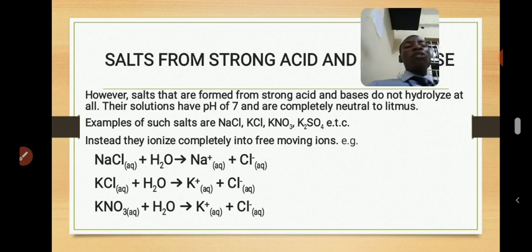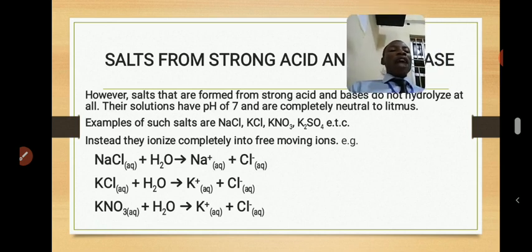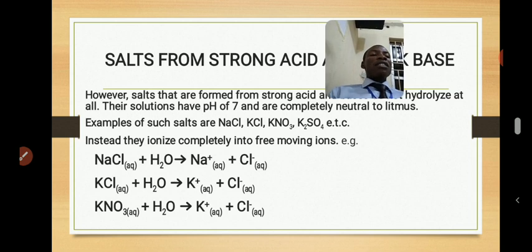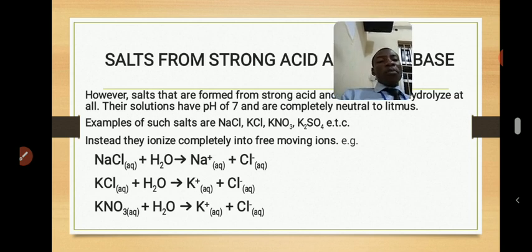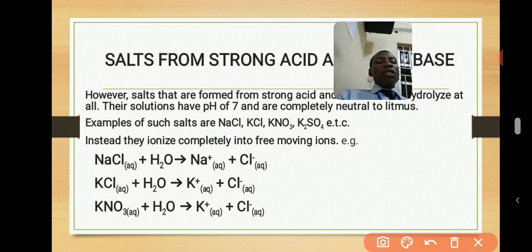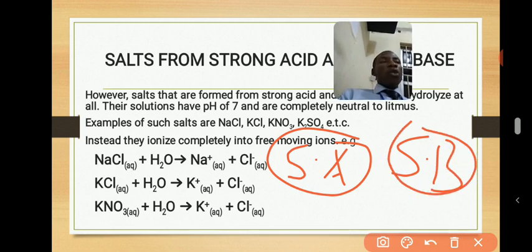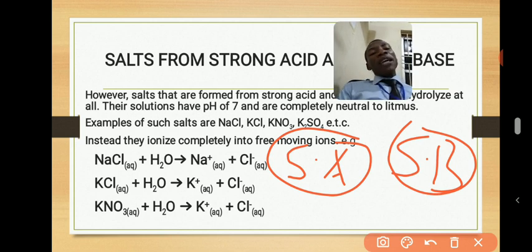Let's see this type of salts that are formed from strong acid and strong base. Now, if a salt is formed from strong acid and strong base, what does that mean? Both the acid will ionize completely and the base also will ionize completely. So what happens in this case? Where both of them will ionize completely, what will happen?